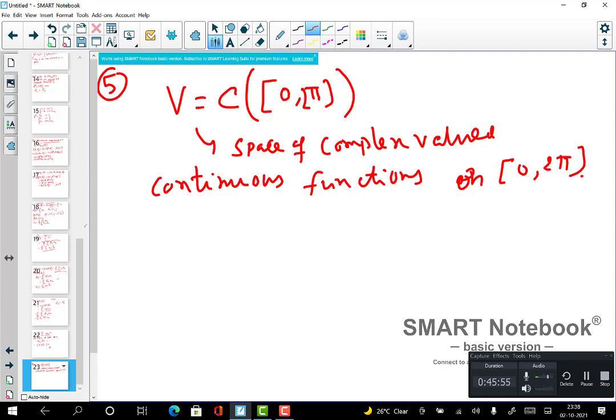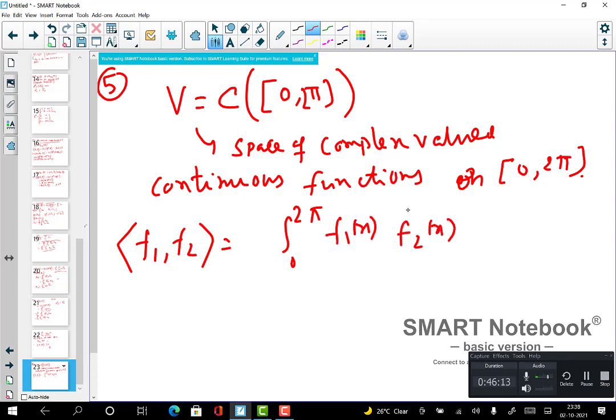Okay. Now if I choose this as my space, then I can define the inner product of f1, f2 as the integral from 0 to 2 pi of f1(x) times f2(x) conjugate. This is the complex conjugate I need because these are complex functions. And here I need to normalize this, so this factor is multiplied by 1 by pi. Later you will see why this factor is important. And dx. So this is one of the important inner products on the space of complex functions.